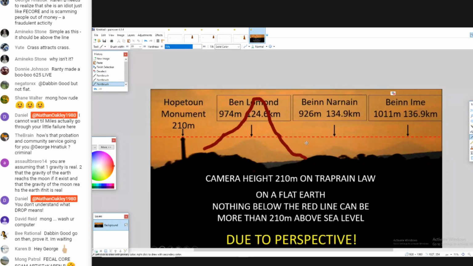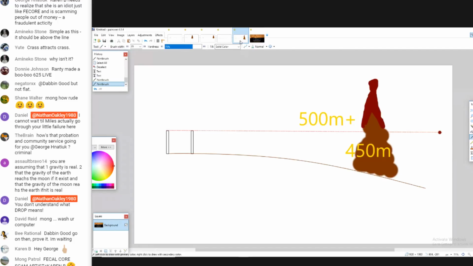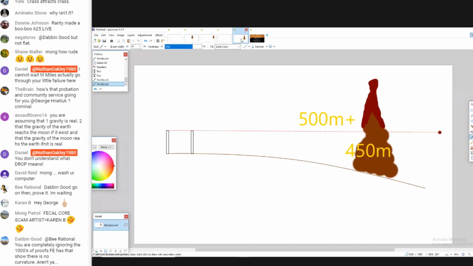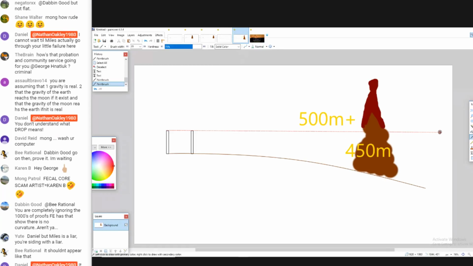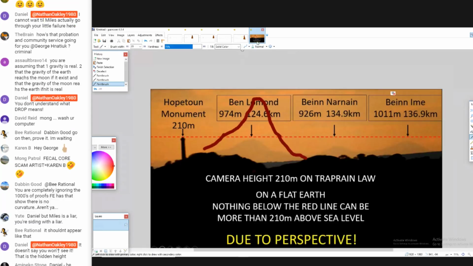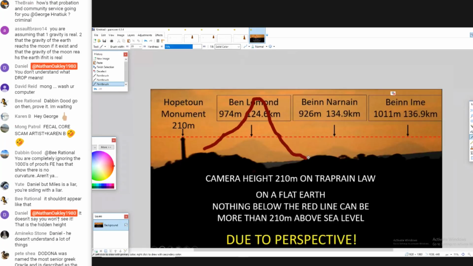So whichever way you look at it, it doesn't match the curve calcs, it doesn't match reality, and it just proves that you can't use this kind of orthographic view to work out perspective. You have to use angular size. It's as simple as that.